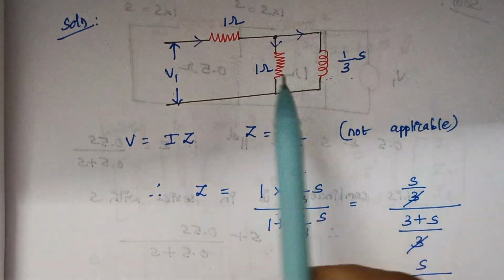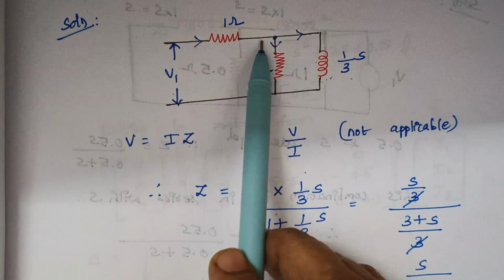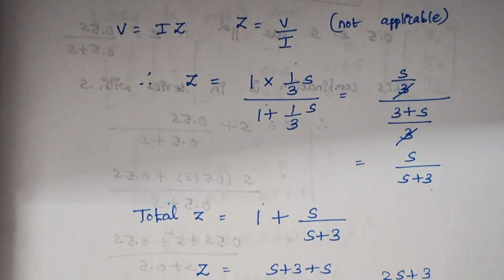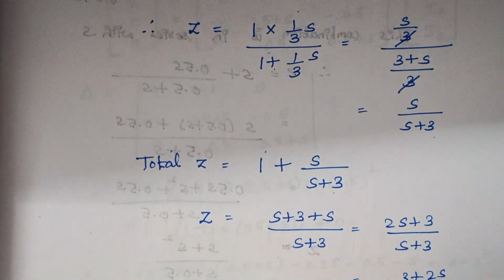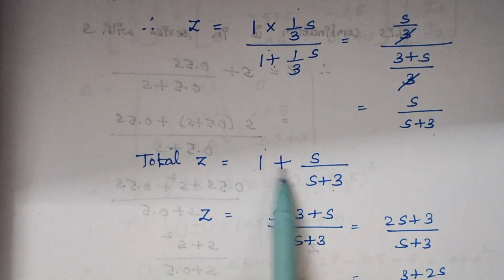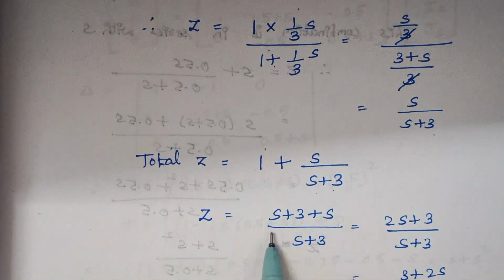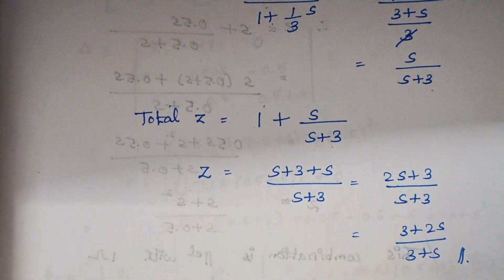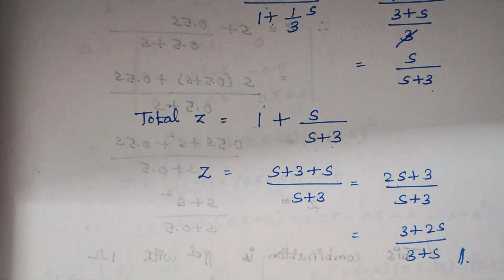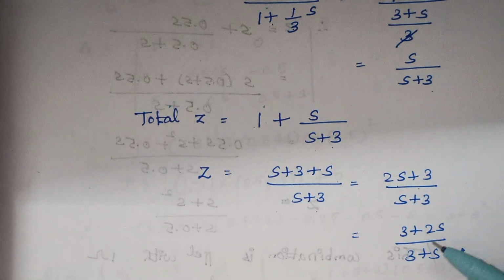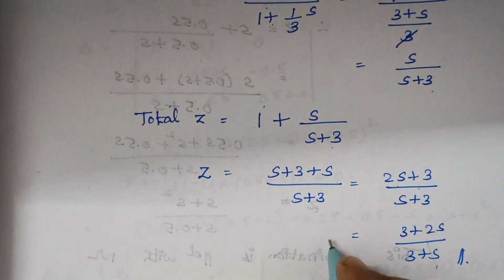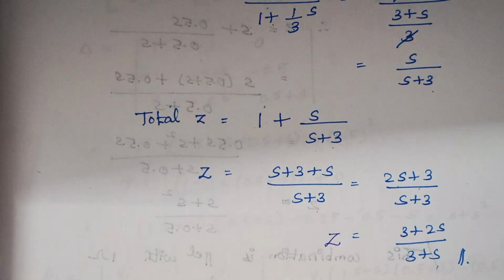Now that combination is connected in series with this 1 ohm resistor. So the total impedance is 1 plus S by S plus 3. Again we have to proceed with LCM. Once you take LCM, 1 into S plus 3 becomes S plus 3 plus S divided by S plus 3. S plus S makes 2S. Therefore 2S plus 3 by S plus 3. Here I have written numbers first, followed by the S term. Both ways of writing are correct. So finally this is the driving point impedance for the given network.